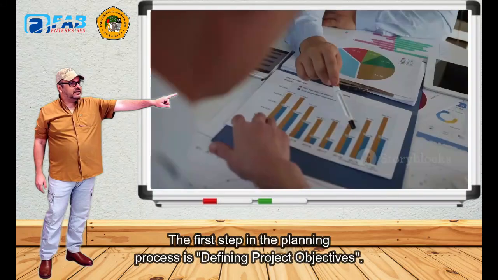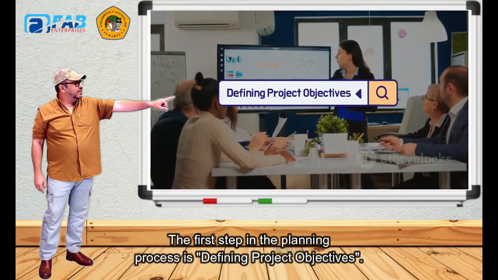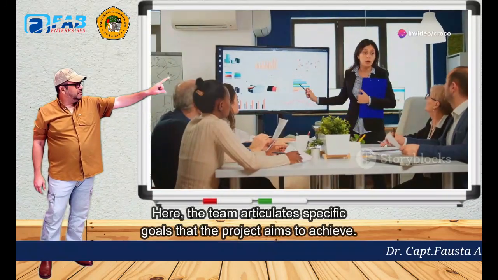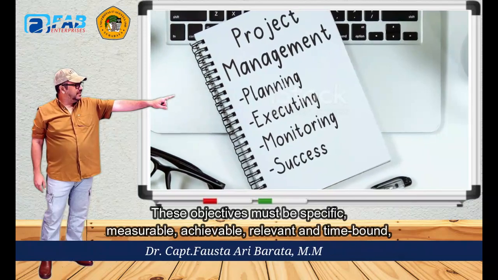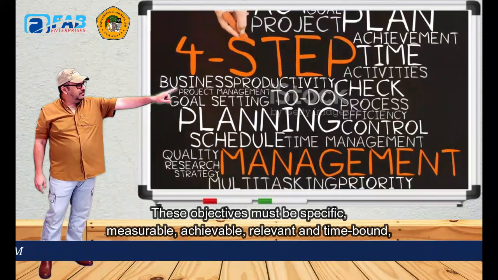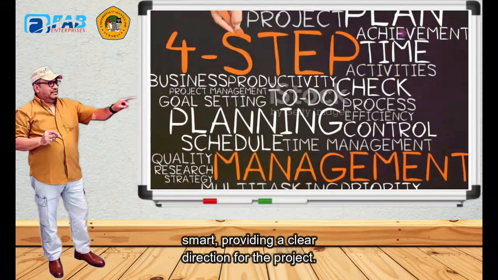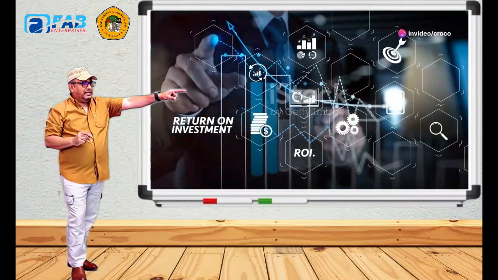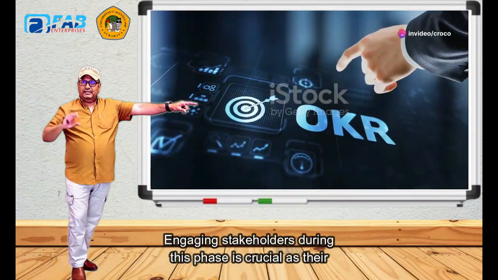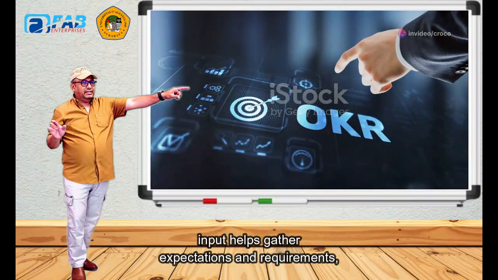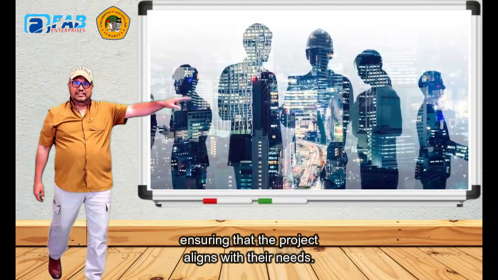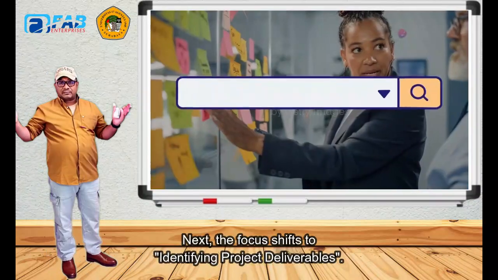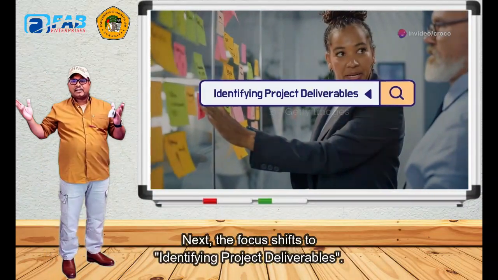The first step in the planning process is defining project objectives. Here, the team articulates specific goals that the project aims to achieve. These objectives must be specific, measurable, achievable, relevant, and time-bound, SMART, providing a clear direction for the project. Engaging stakeholders during this phase is crucial, as their input helps gather expectations and requirements, ensuring that the project aligns with their needs. Next, the focus shifts to identifying project deliverables.